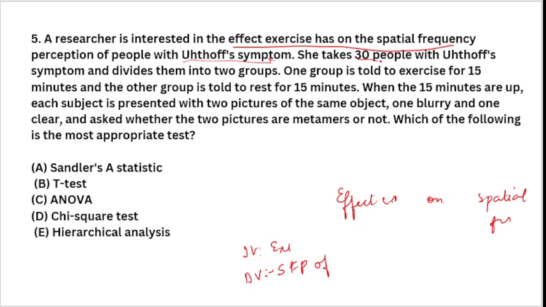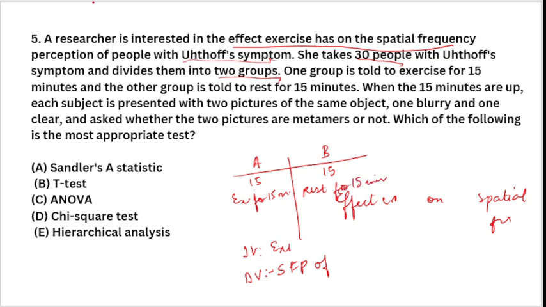The researcher takes 30 people and divides them into two groups. So 15 people are there in each group. Let us name them group A and group B. It has 15 participants, and the other group also has 15 participants. Then one group is told to exercise for 15 minutes, and the other group would rest for 15 minutes.